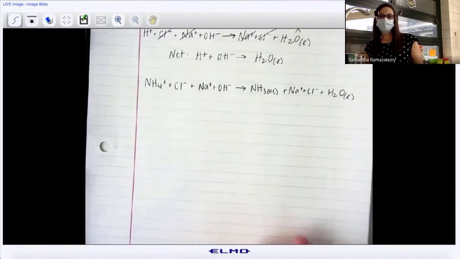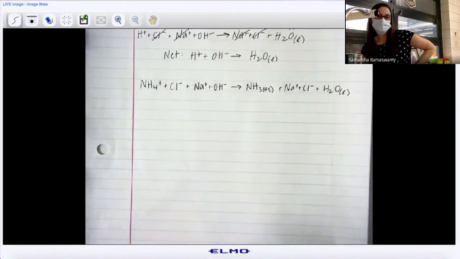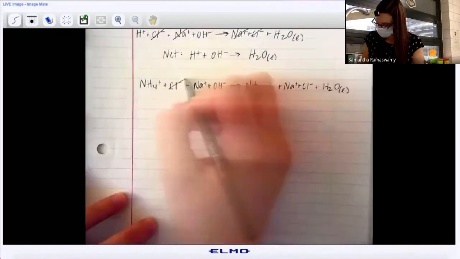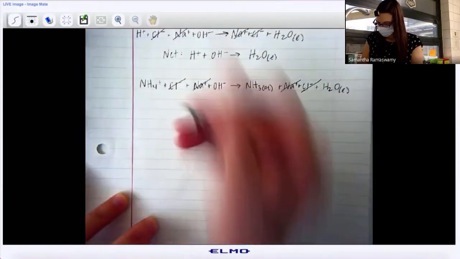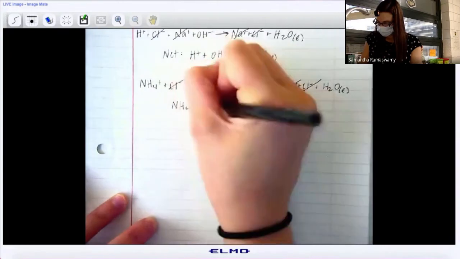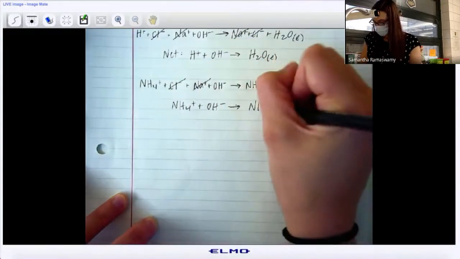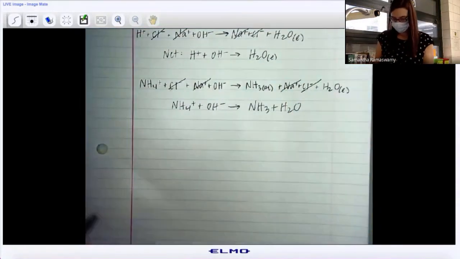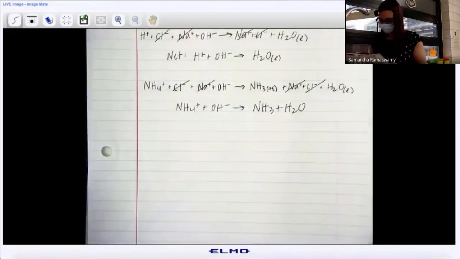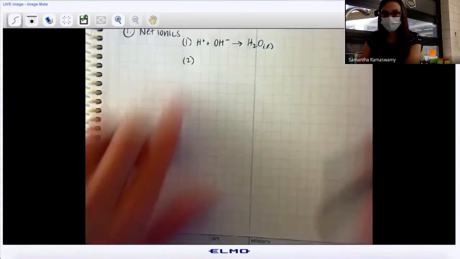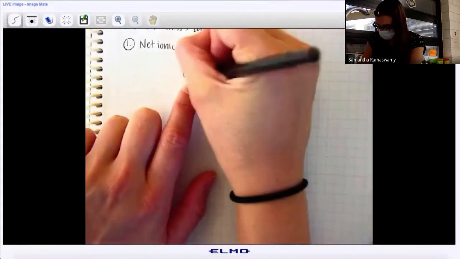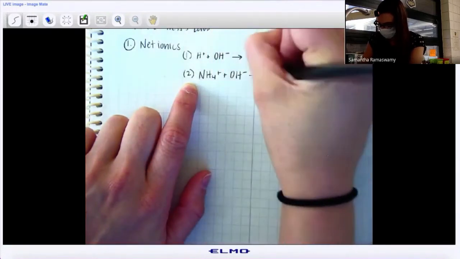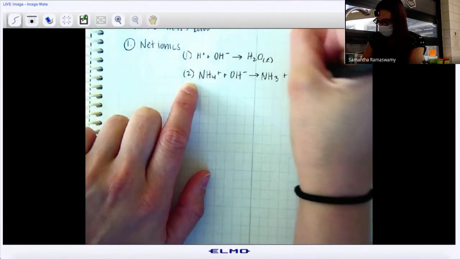Okay, so if I look at this, do I have any spectators in this equation? Na plus and Cl minus. So we have NH4 plus OH minus yields NH3 plus H2O. So I will flip back to my lab notebook, equation 2. NH4 plus OH minus yields NH3 plus H2O.